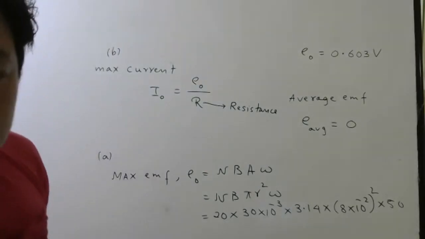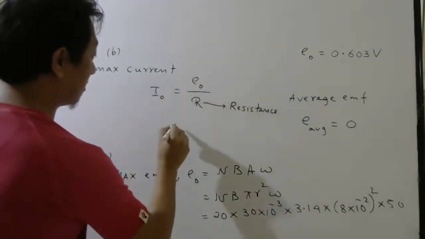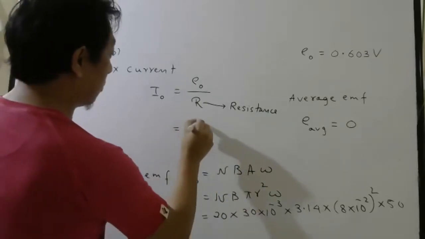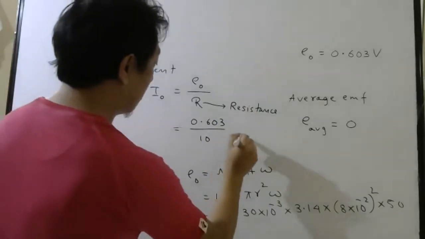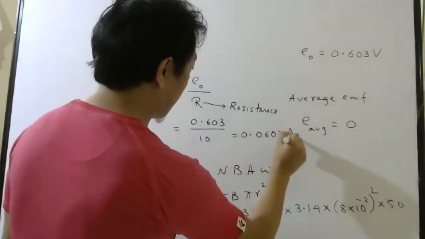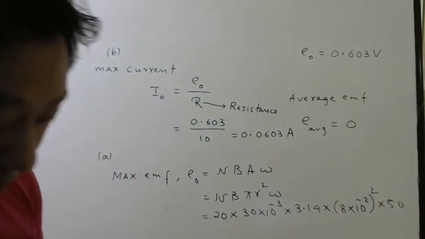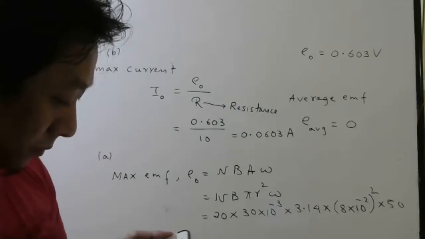This is your Ohm's law applied to a circuit. EMF by resistance. This is 0.603. Resistance is 10. So 0.0603 ampere. So second part also done. Correct?